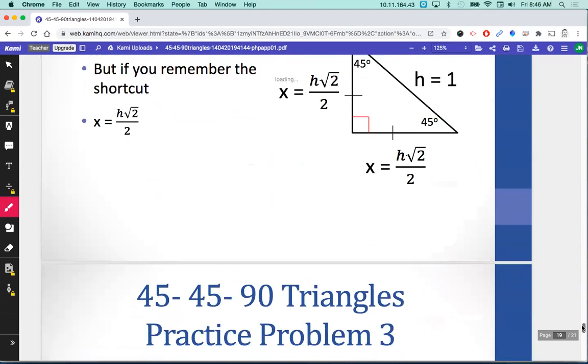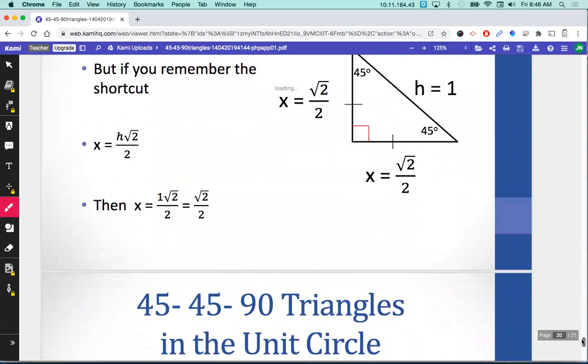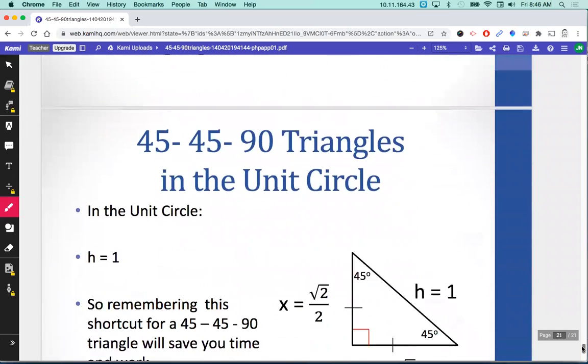I think this one's pretty straightforward too. You're just given a length of 1. We'll get radical 2 over 2 for that one.